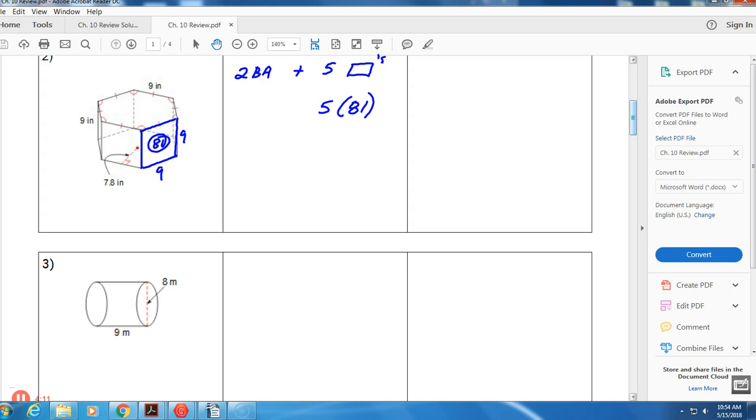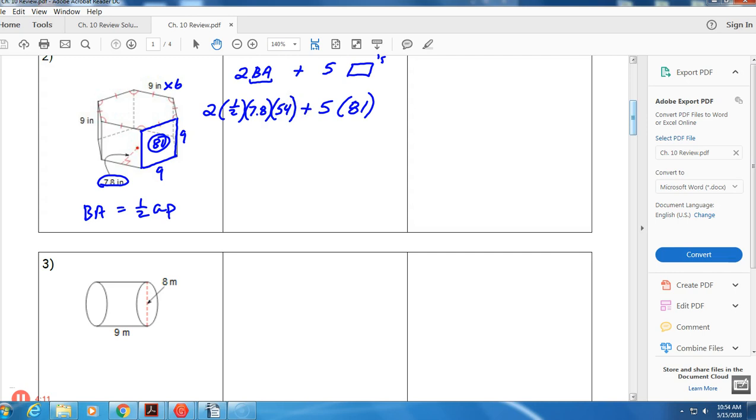The 2 base areas, well, the base area for any polygon is 1/2 AP, 1/2 apothem times perimeter. So we have 2 times 1/2 times the apothem, which is right there, times the perimeter, which is basically 9 times 6, so that's 54.